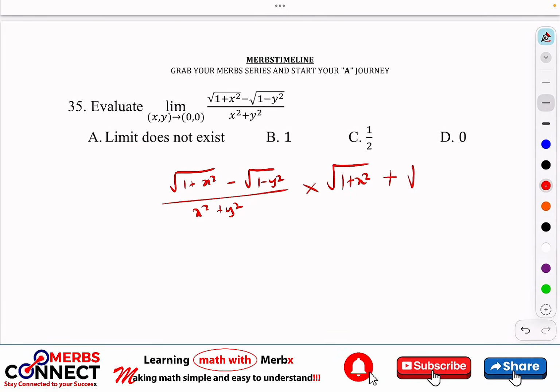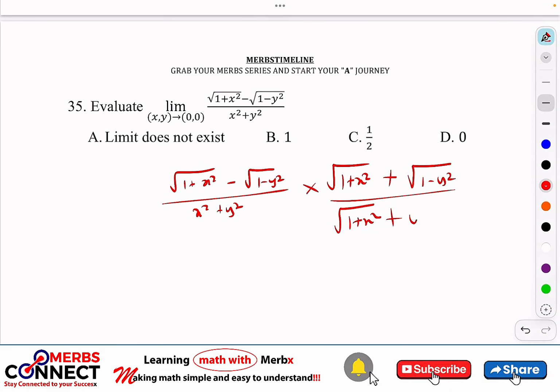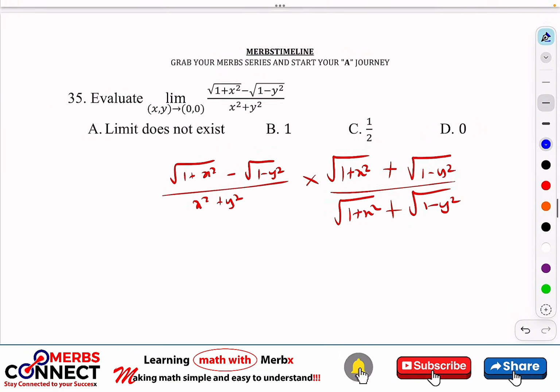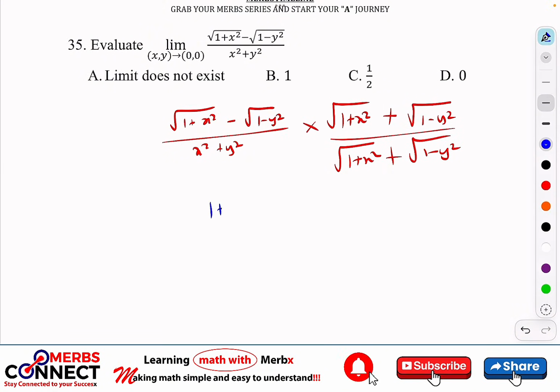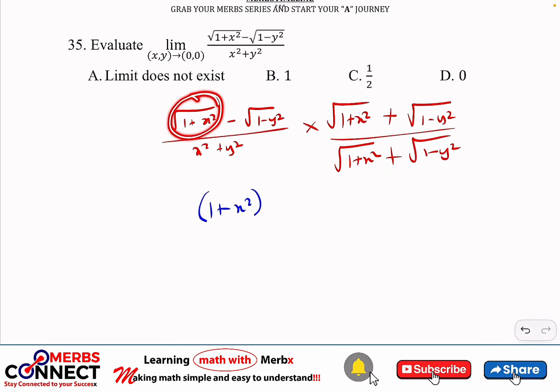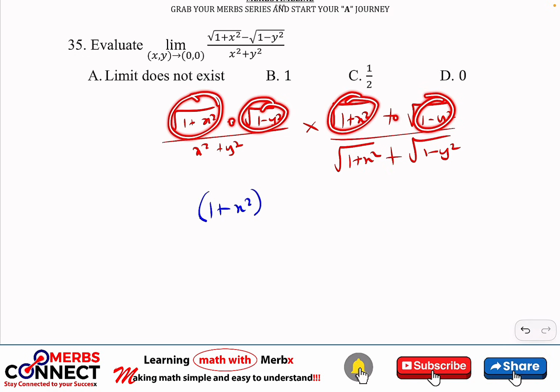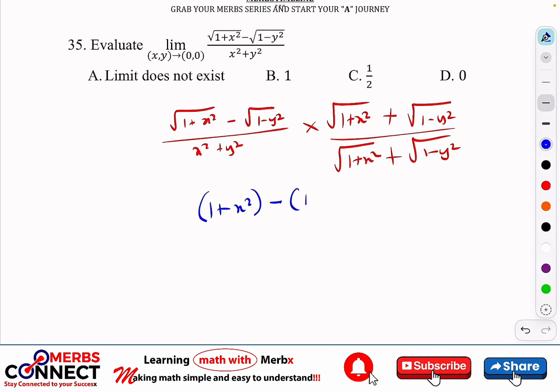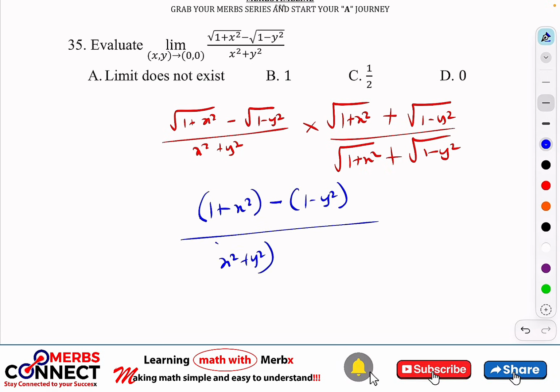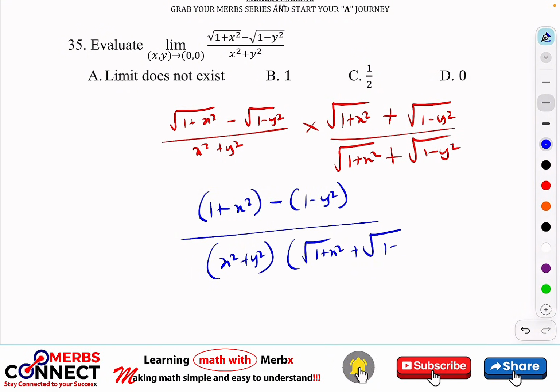This will be positive, divided by the same thing on the top. So let's do the multiplication. When I multiply this by this, I'm just going to have 1 plus x squared. And when I multiply this one by this and this one by this, minus and positive go away. So I just need to multiply this and this. I'm going to have minus 1 minus y squared divided by x squared plus y squared. And I'm going to maintain square root of 1 plus x squared plus square root of 1 minus y squared.